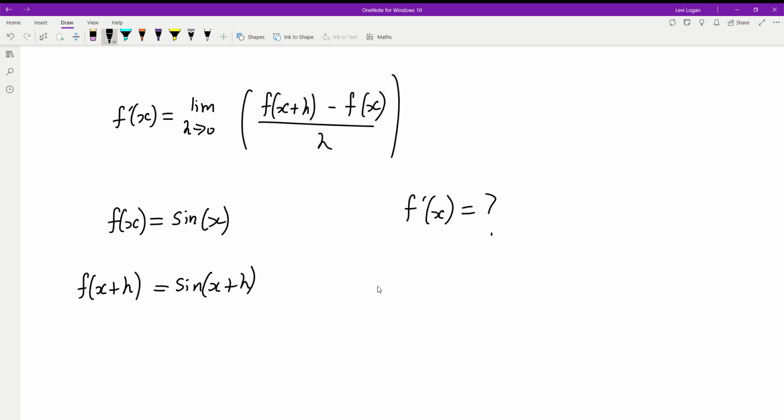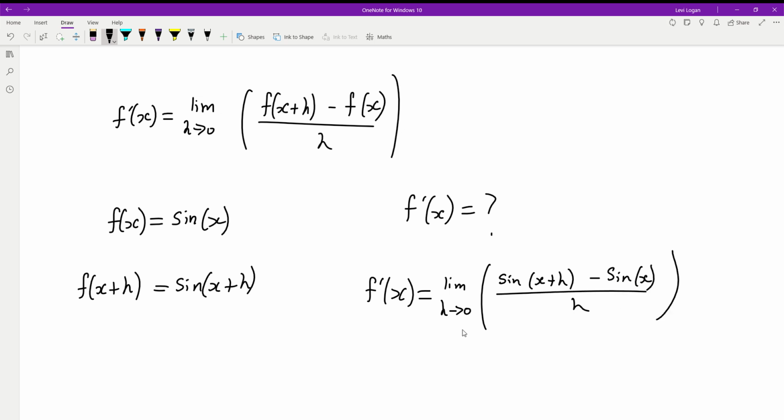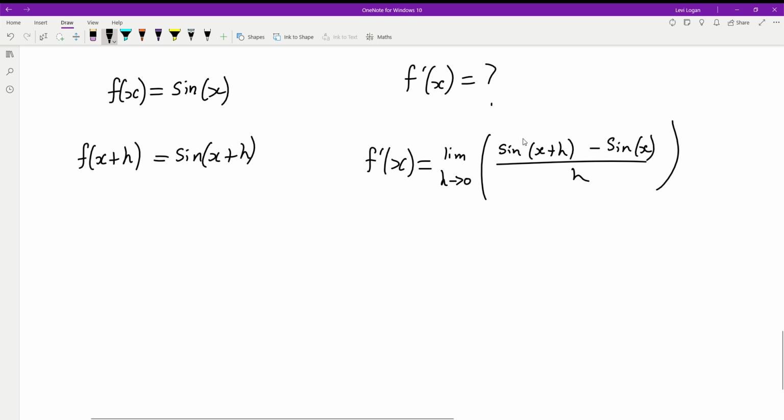Okay. So that means f dash of x is going to be the limit as h goes to 0 of sine of x plus h minus sine of x, all on h. Now this isn't very helpful at the moment because we can't really break that up, because these terms here aren't like terms. But what we can do is break up this guy using a trig identity.